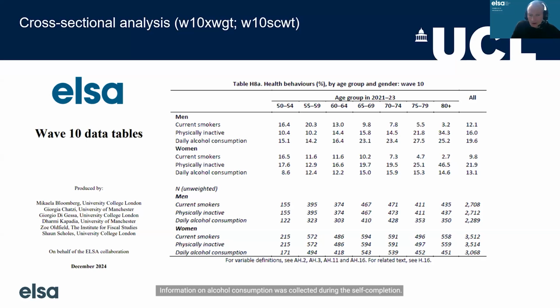Information on alcohol consumption was collected during the self-completion. So to estimate the prevalence of daily alcohol consumption, here we used the wave 10 self-completion weight.